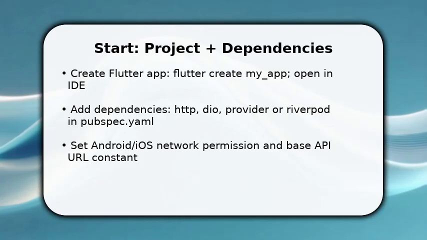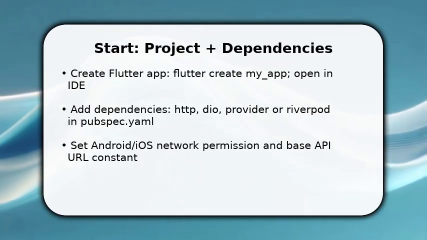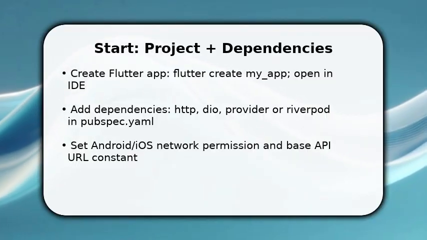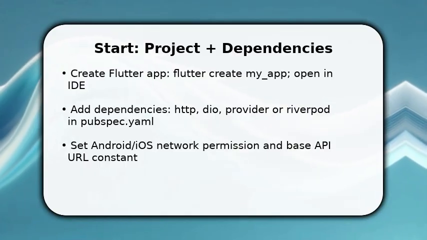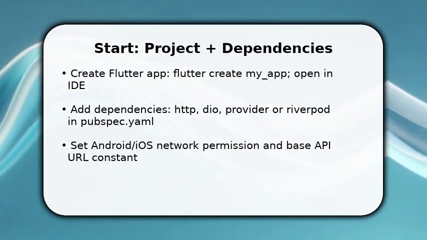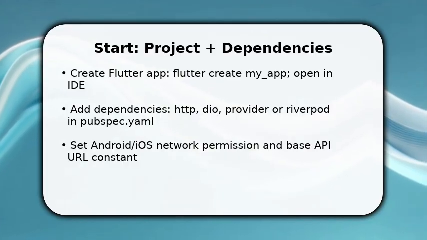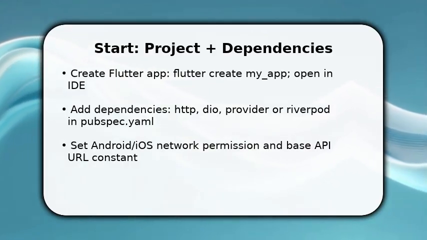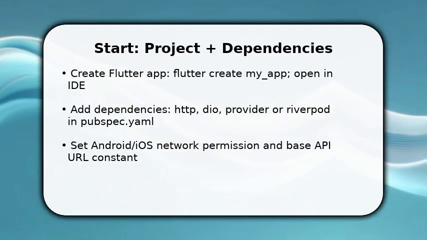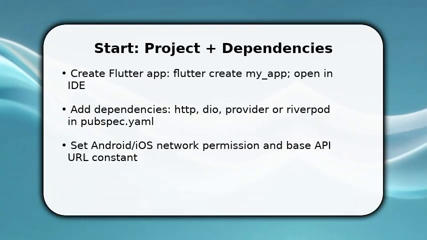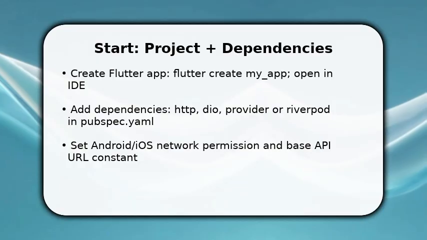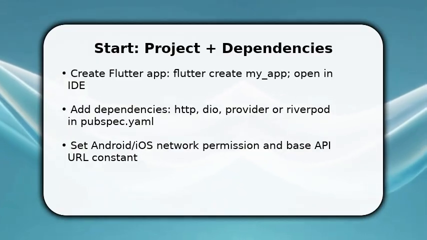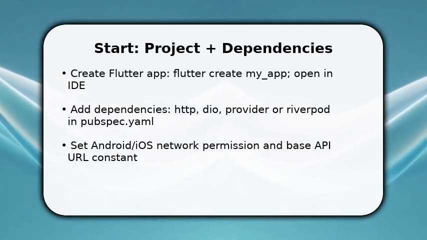You begin by creating the app and adding the HTTP client you will use. This is where you commit to an approach. Once done, add HTTP or Dio plus state management like Provider and make a central API client with a base URL constant. Configure Android manifest and Info.plist network permissions and test a simple GET from main.dart. This establishes the plumbing. You will reuse it for auth, retries, and JSON parsing, so make it clean and injectable now.